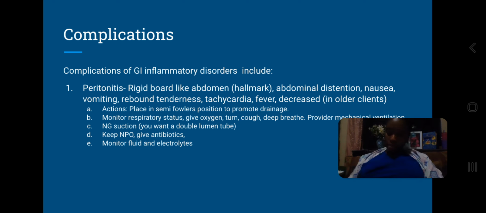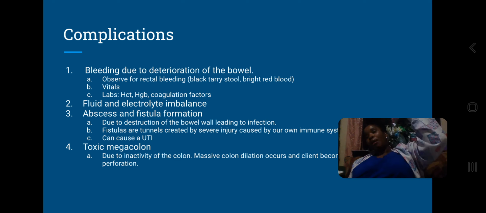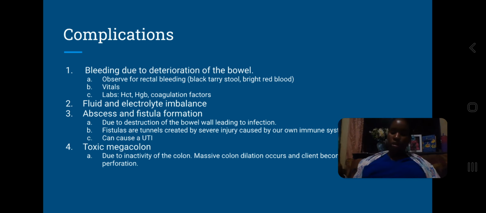So complications. Bleeding due to deterioration of the bowel. You want to observe for rectal bleeding because the gallbladder is going to secrete stuff. Okay, sorry, we're dealing with peritonitis. Complications of the gallbladder: one is peritonitis. The second one is bleeding due to deterioration of the bowel because, sorry. Okay, it seems like I had duplicated a slide extra. So back to the complications of cholecystitis.